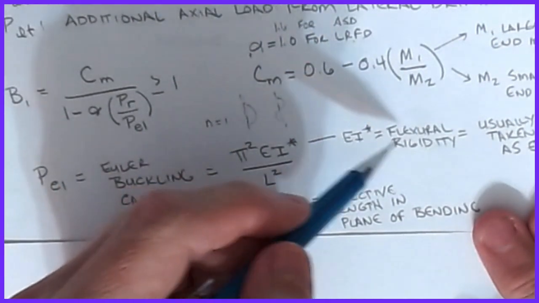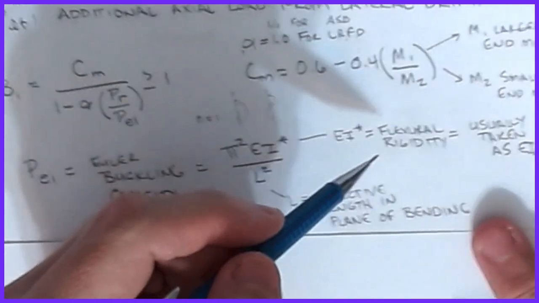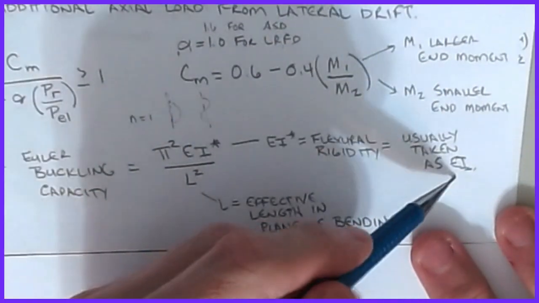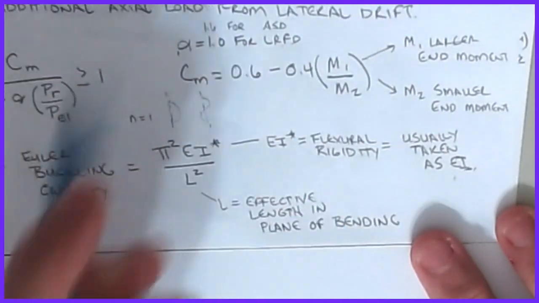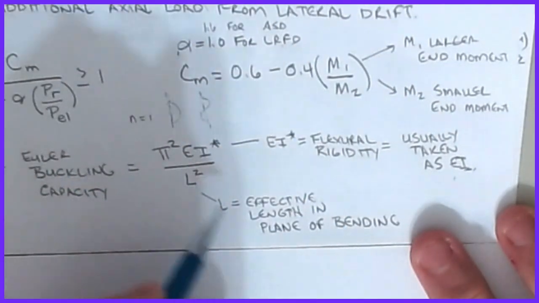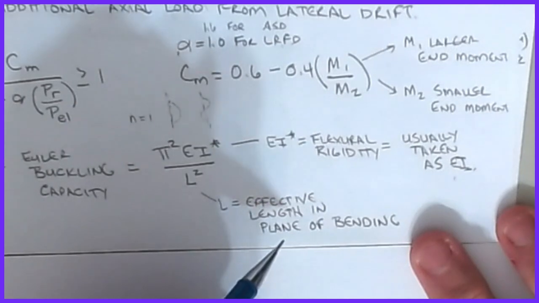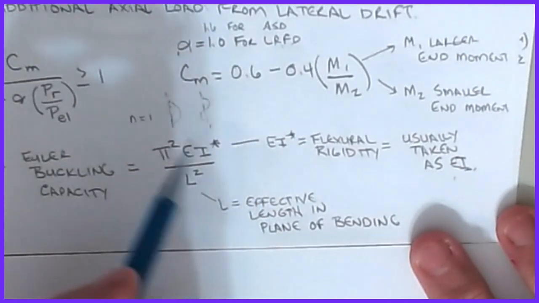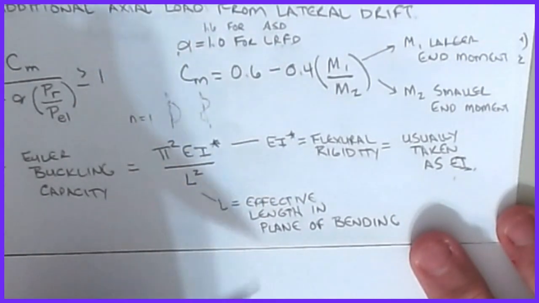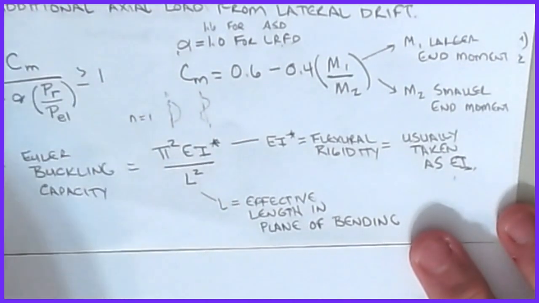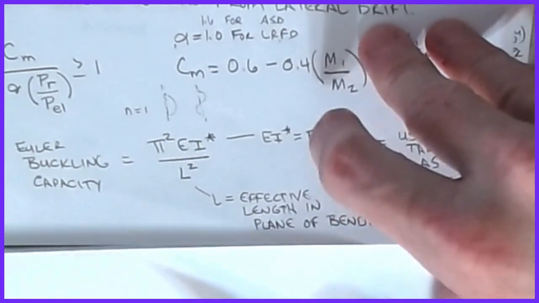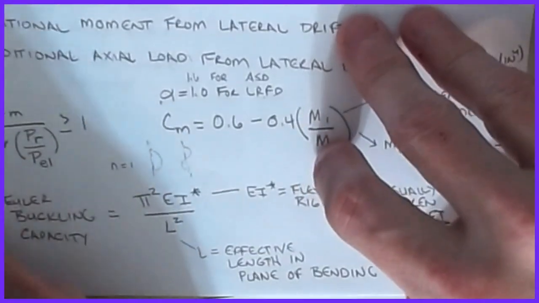EI is the flexural rigidity of the member, and typically in most frame analysis, we just take that as EI. It's not this corrected term. So for what we're going to do, we're just going to take it as EI. And then of course L is the effective length in the plane of bending that we're looking at. So if you have a column that's braced at the midspan, the L changes, and so your Euler buckling capacity in that direction changes as well. But again, we'll show you that. Okay, all right, on to the next page.